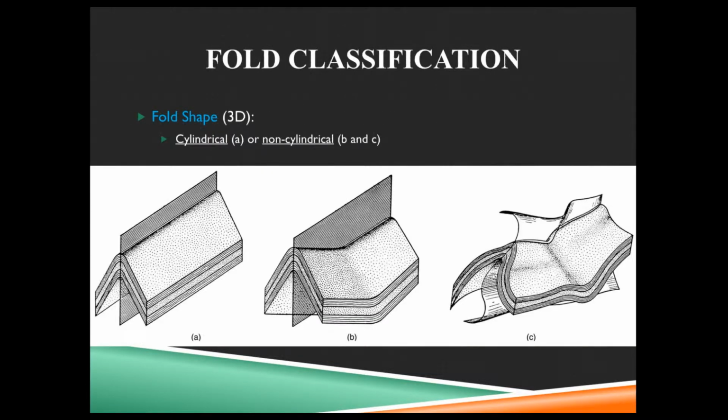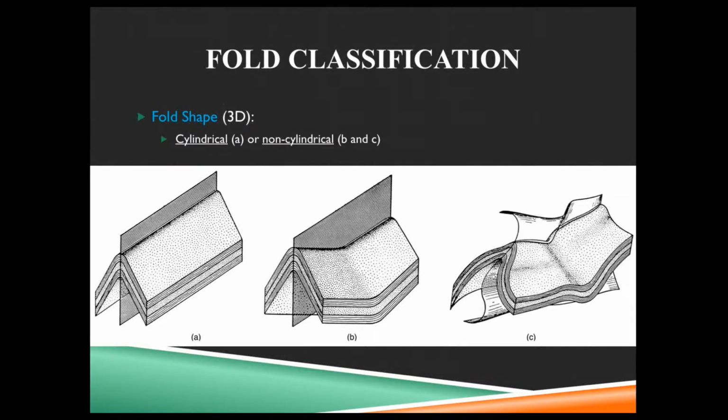So, fold shape in 3 dimensions. We got a cylindrical fold. This is everything hanging on that towel rod nicely. It's draped over a cylinder. Straight hinge lines, nice and basic fold.